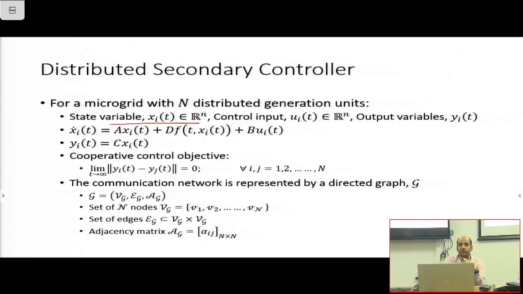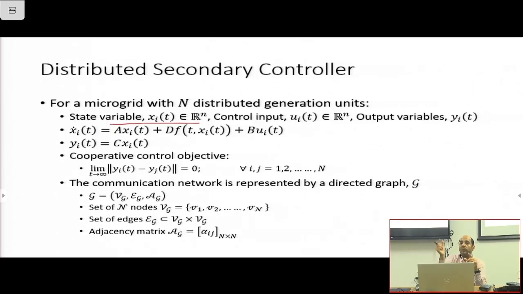That means the control will work on this principle. We develop a control objective which is called a cooperative control objective, where limit t tends to infinity, that means somewhere before the steady state, the norm of yi(t) minus yj(t) becomes 0. So norm is basically error, right? If it's a single variable, you just take error. Error can be positive or negative.